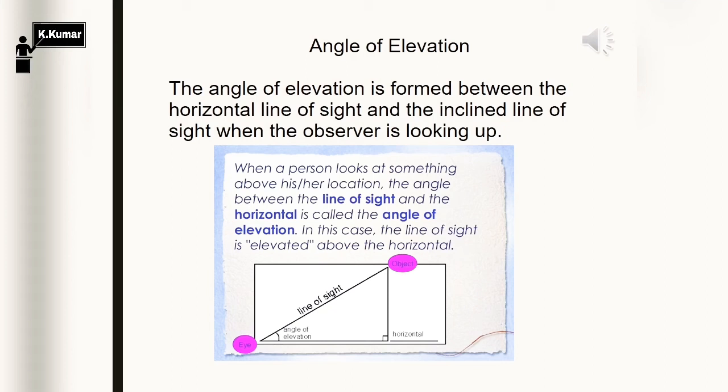If you look at the diagram below, you would see two pink circles. One is the eye and one is the object. Now, if a person is standing on the ground and they're looking straight ahead, then that forms the horizontal line. And if this person is to raise their head and look at the object that is above, then they're going to form the inclined line of sight. Now, the angle that's formed between the inclined line of sight and the horizontal line of sight is what we call the angle of elevation.